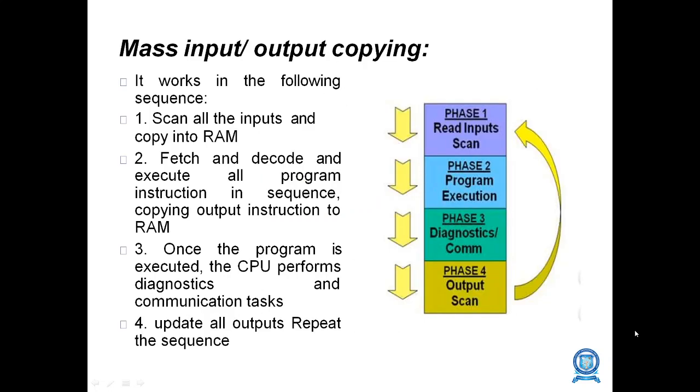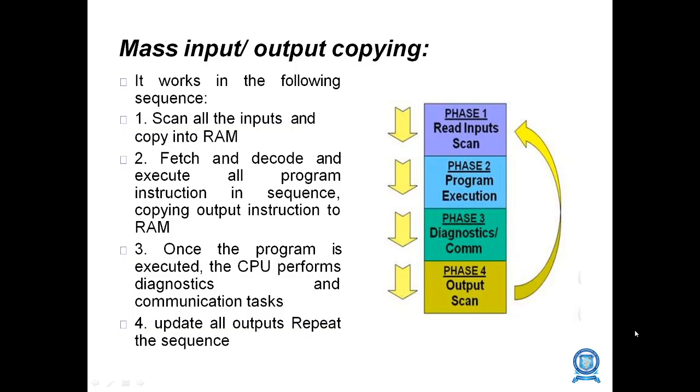Mass input output or input output copying has 4 phases: read input scan, program execution, diagnose or communicate, and output scan. It moves from phase 1 to 4 and repeats the cycle.